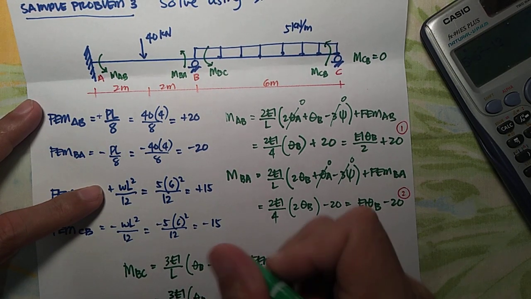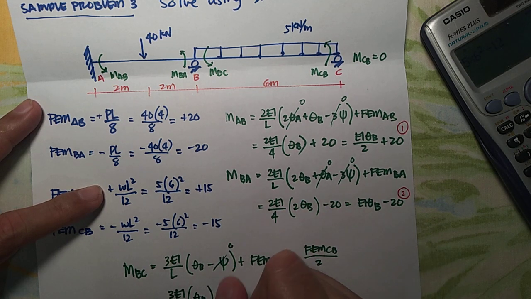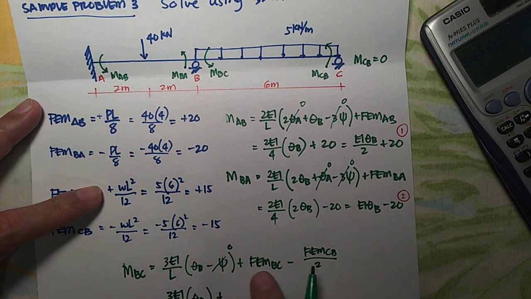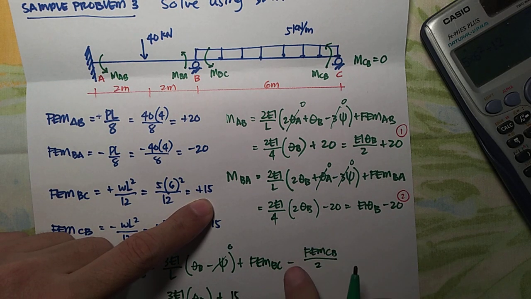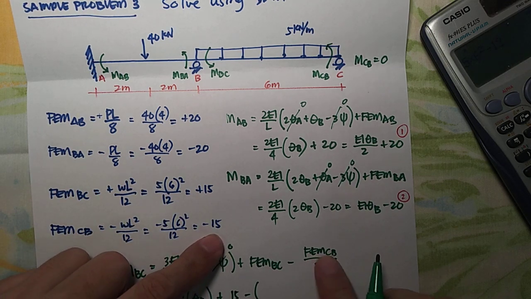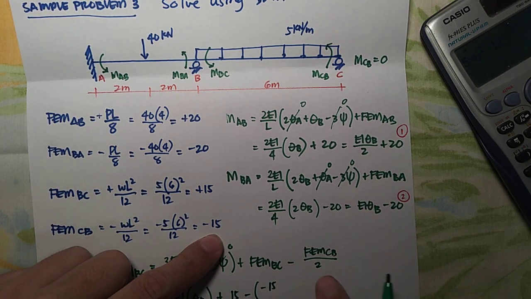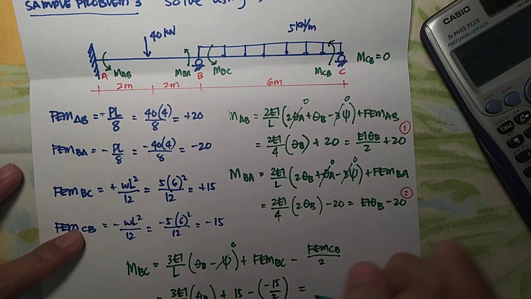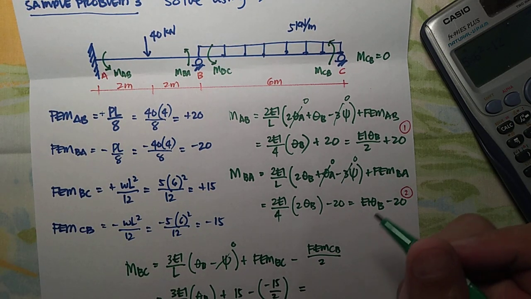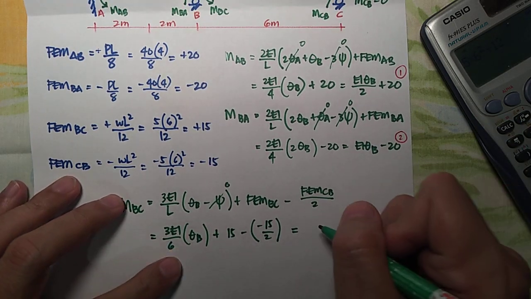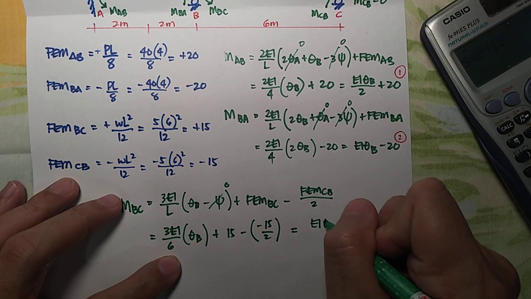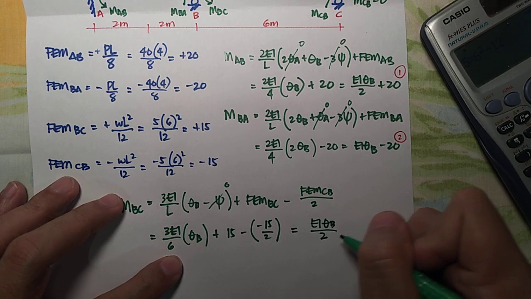Theta B, this is 0, plus, what is FEM for BC? Positive 15. Minus, what is FEM for CB? It's negative 15 over 2. Okay, so that becomes the equation. So simplifying it, it would be 3 over 6 is 1/2. So that would be EI theta B over 2.